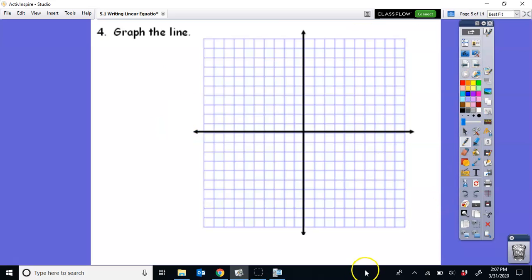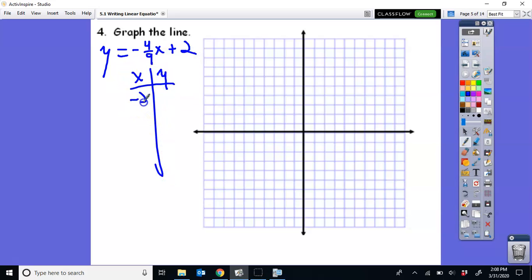The last question says graph the line. For sake of time on this review, I'm not going to go through the long process, but the long process that I'm talking about is you could take the slope-intercept form, negative 4/9 x plus 2, and you can make a table of values, plug in some numbers for x, plug those in for x, and get your y values right here. That's an option. I'm going to use our quicker methods.